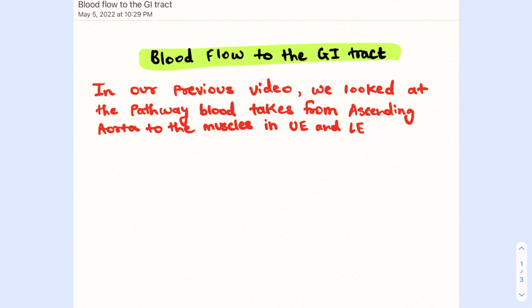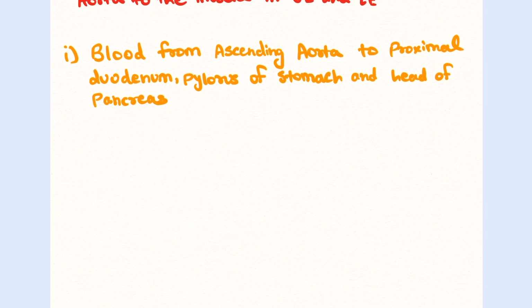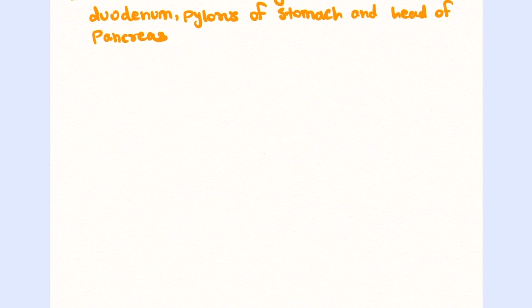For background knowledge, all of the organs in the GI tract get blood through abdominal aorta. Abdominal aorta has multiple divisions, which have further divisions, which carry blood to those organs. Let's look at our first example. Our first example is blood from ascending aorta to proximal duodenum, pylorus of the stomach, and head of the pancreas.